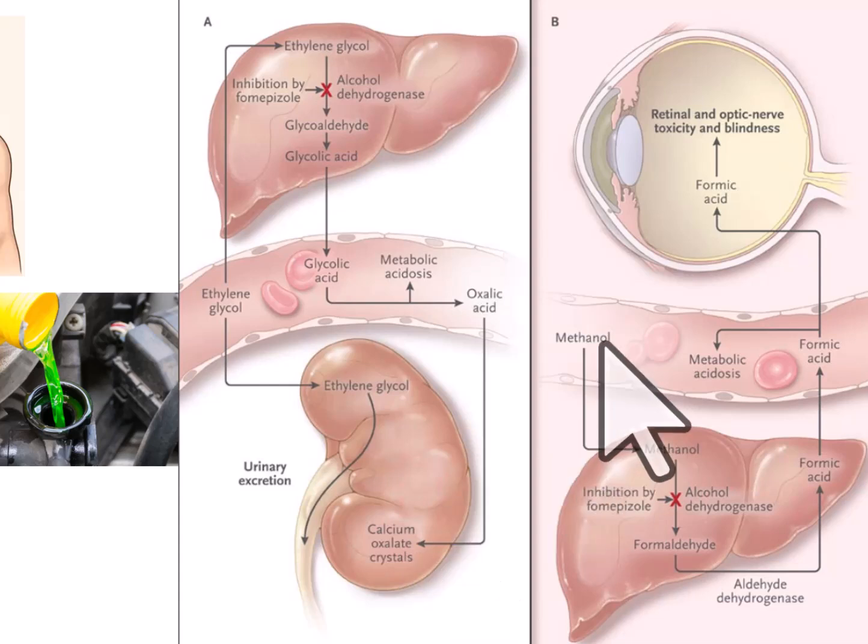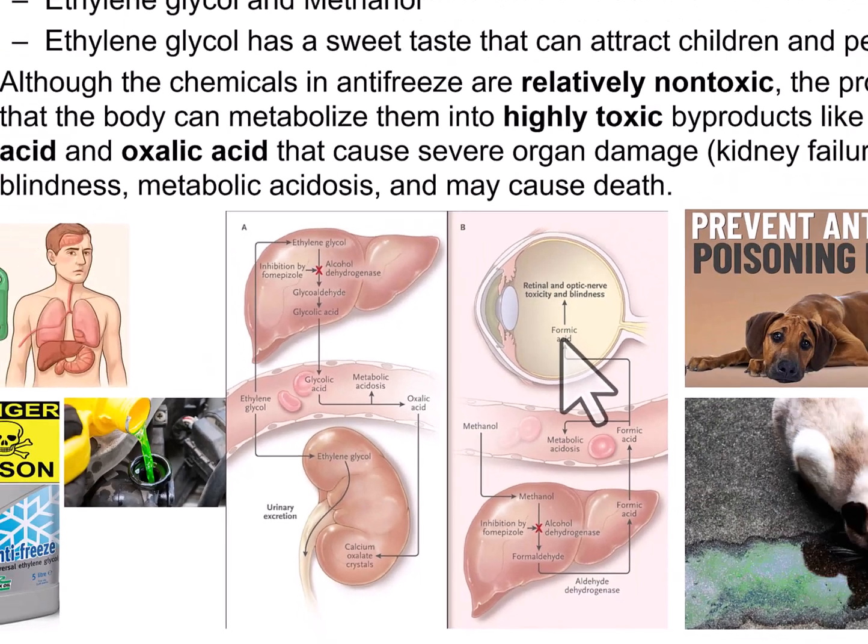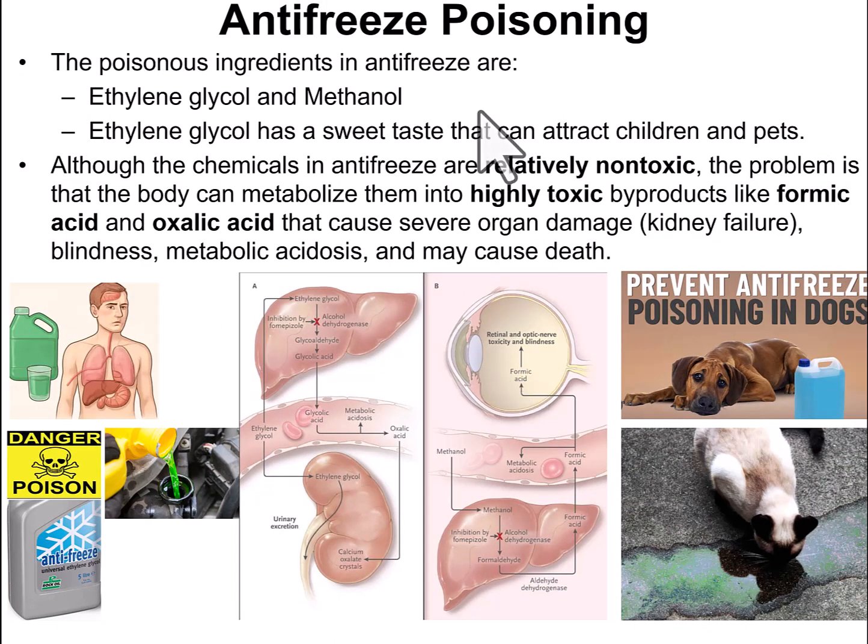Well, what about methanol? Methanol also can be metabolized by the liver by the same enzyme, alcohol dehydrogenase, and the byproducts from this get you formaldehyde and then eventually formic acid. And formic acid can cause metabolic acidosis. Formic acid can also damage the retina and optic nerve and cause blindness. So extremely dangerous, these byproducts of antifreeze poisoning.